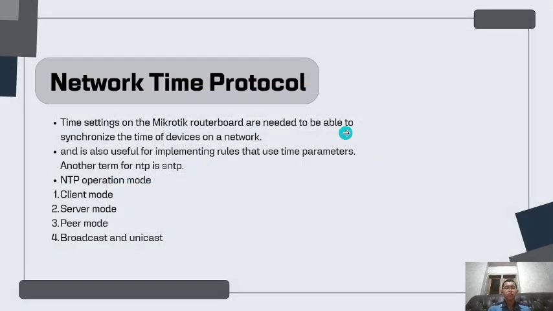Next is network time protocol. So network time protocol is a setting on the MikroTik board needed to be able to synchronize the time of devices on a network, and also useful for implementing rules that use time parameters. Another term for NTP is SNTP. NTP operation modes are client mode, server mode, pair mode, and broadcast and unicast.